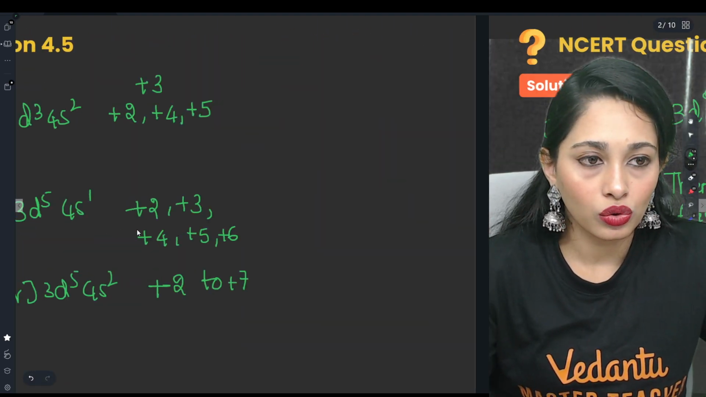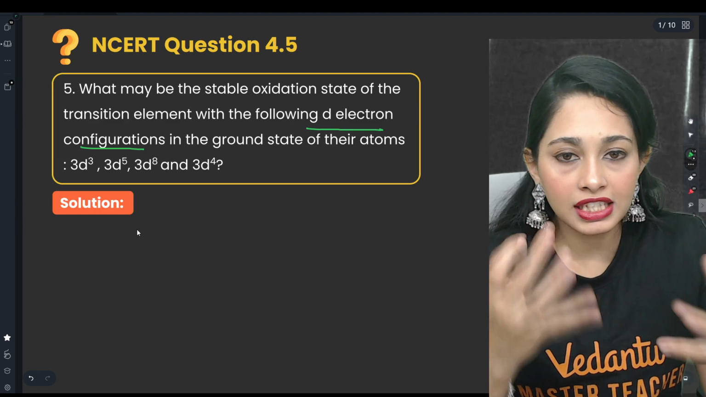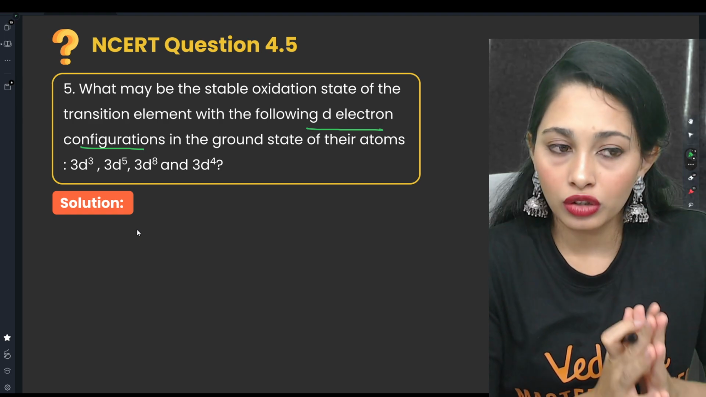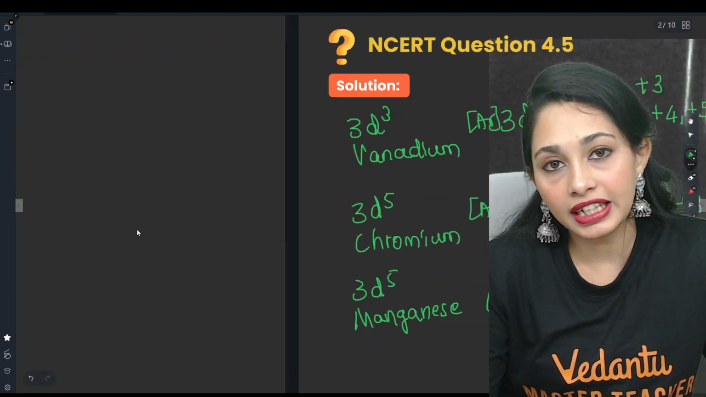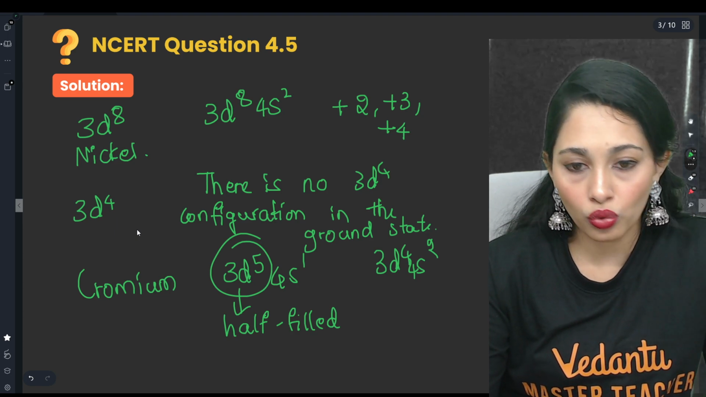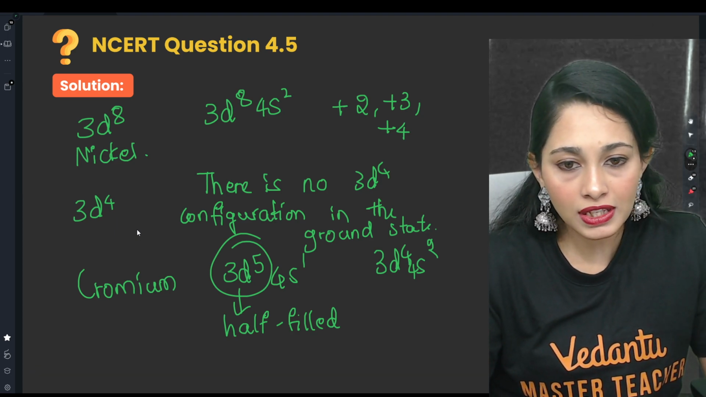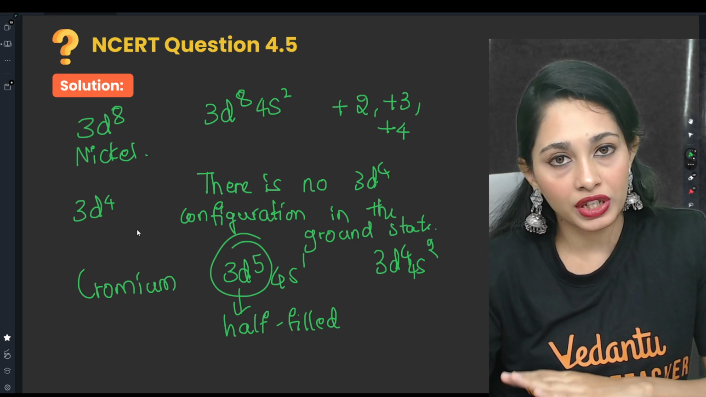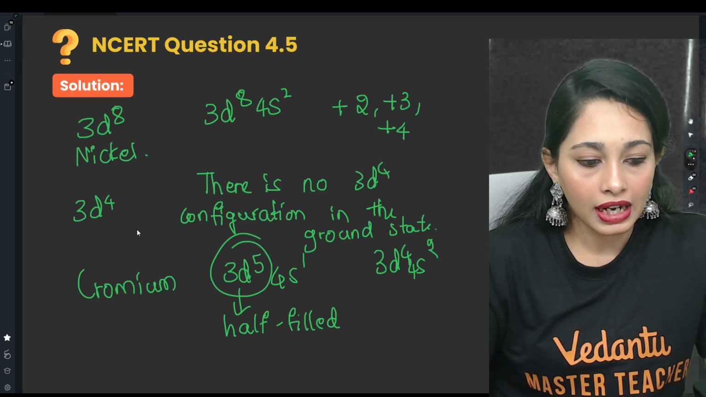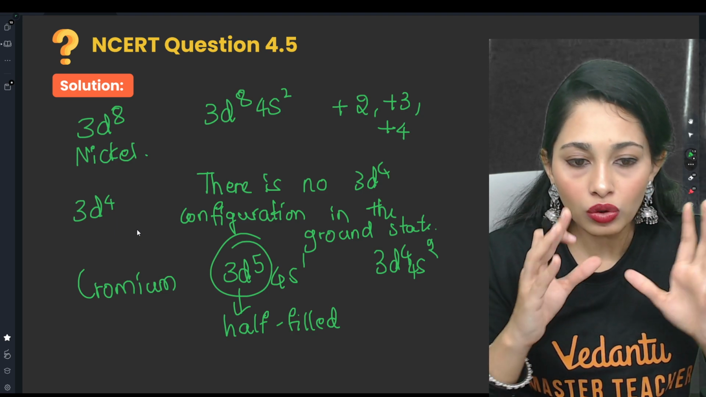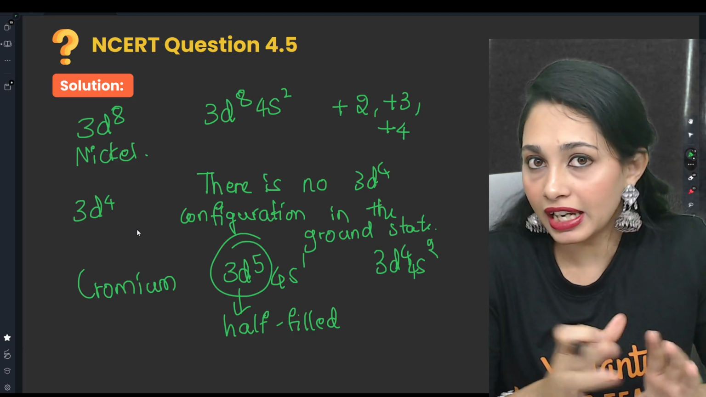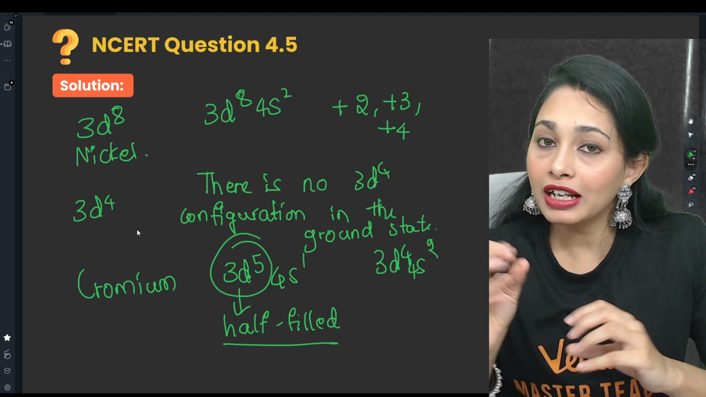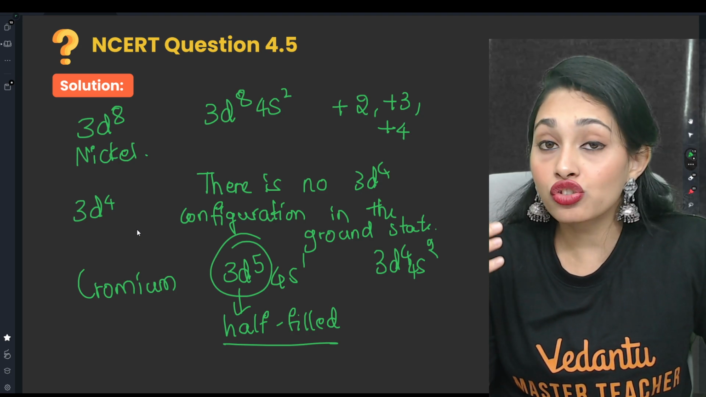So these are the stable oxidation states of transition elements with d electronic configuration 3d3, 3d5, 3d8 and 3d4. 3d4 is not shown by any of the metals, because 3d5 is more stable. Rather than being 3d4 4s2, chromium is going to attain 3d5 4s1 electronic configuration because 3d5 is half filled. Half filled and completely filled orbitals are extremely stable.